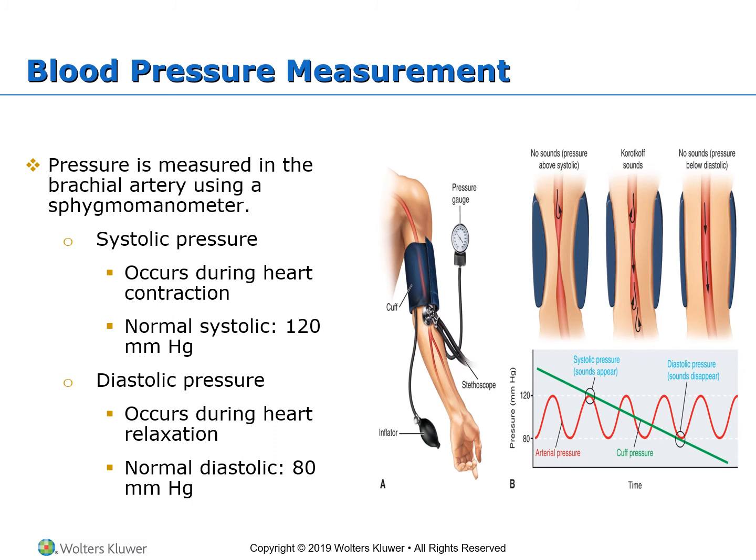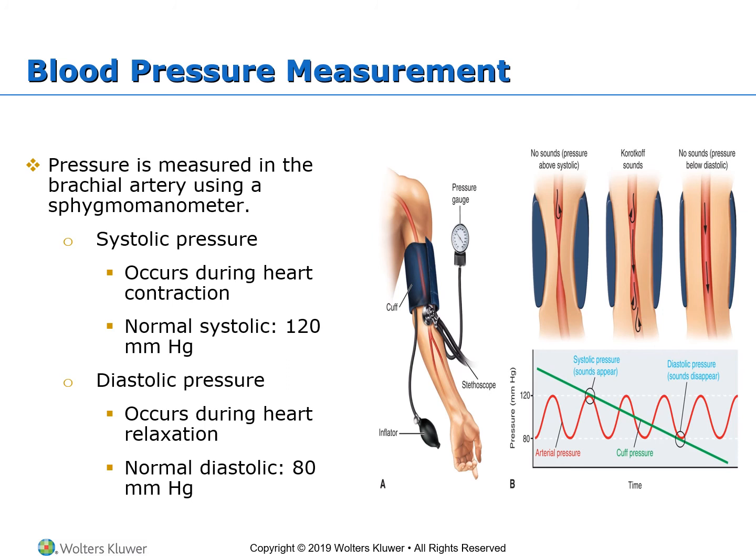The swishing sounds will become stronger and stronger, up to the point that they will become faint again and they will disappear. The moment the sounds disappear, we register that value and note it as the diastolic pressure. On average, as a normal reading, we call a value of 120 over 80 normal. That's how we express it.